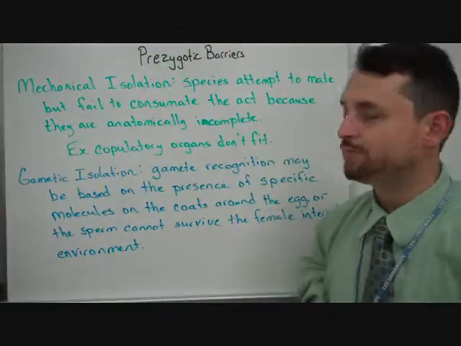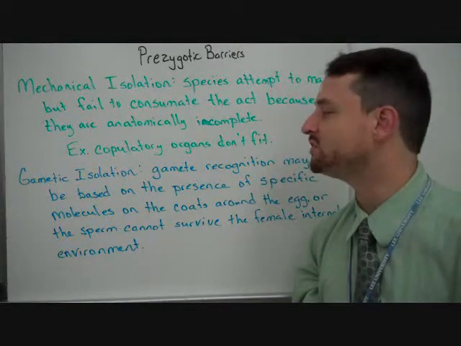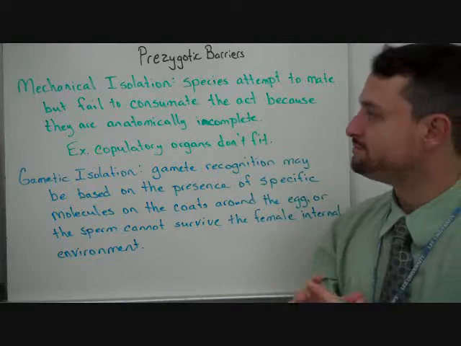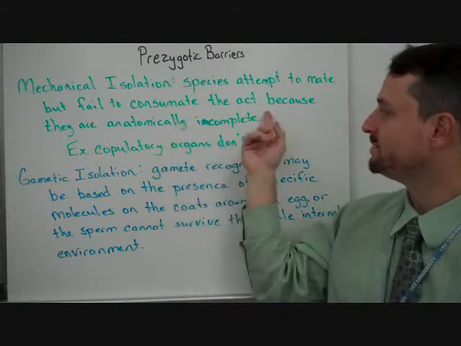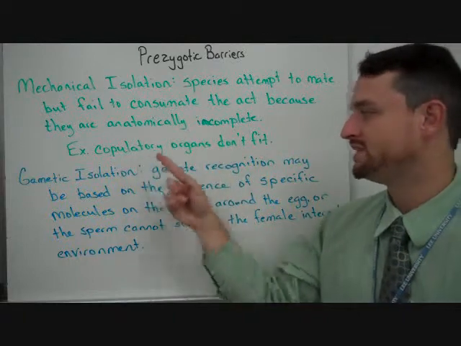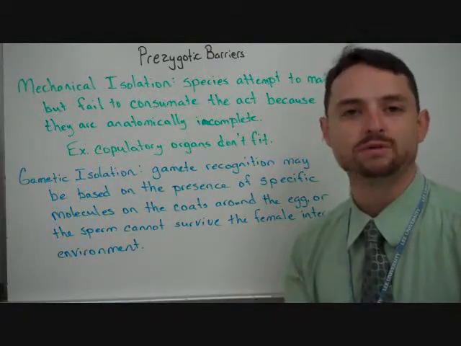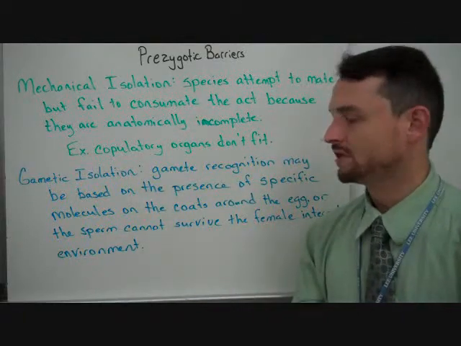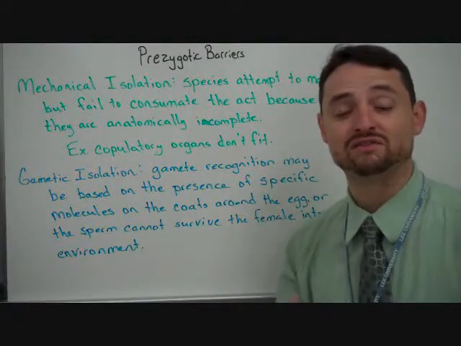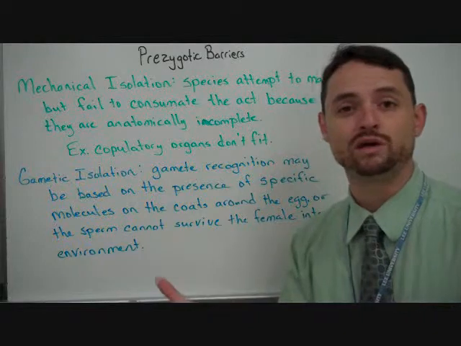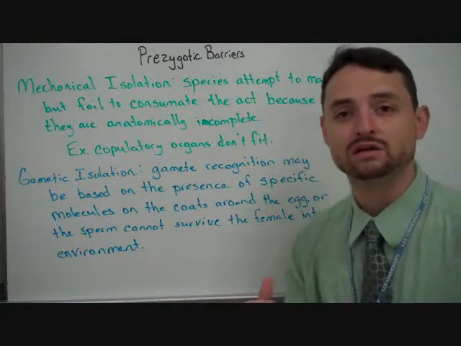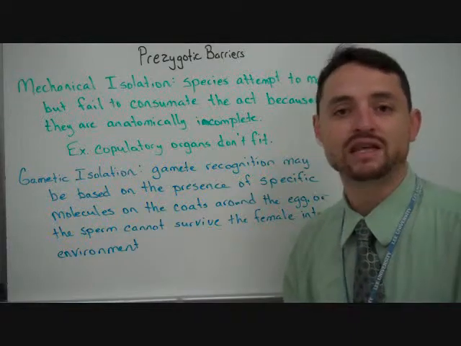The next two pre-zygotic barriers, the last two, are mechanical isolation, where species attempt to mate, but they fail to consummate the act because they are anatomically incomplete. We see this as an example with a lot of copulatory organs in nature. I like to think back to that O.J. Simpson trial of, if it doesn't fit, you must acquit. Well, same thing here. If the parts don't go together, then reproduction can't take place.